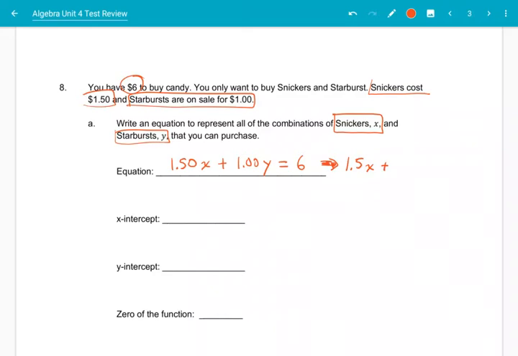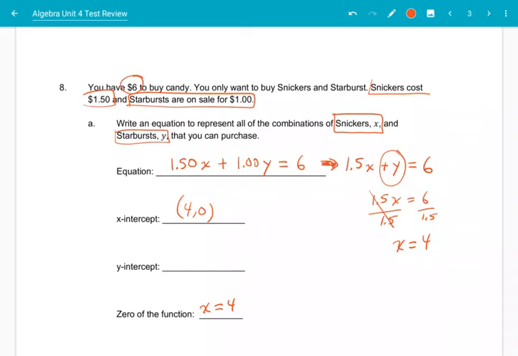1.5x plus y equals 6. You can write it either way. Let's find the x-intercept, which means we'll set the y to 0. So 1.5x equals 6. Divide by 1.5. That goes away. X equals... well, how many 1.5s are in 6? Let's see. There's 4. So the x-intercept is 4, 0. The 0 of the function is 4.